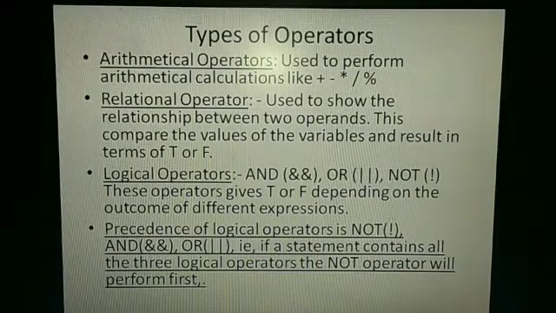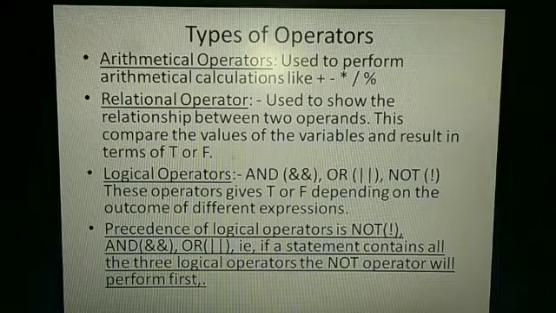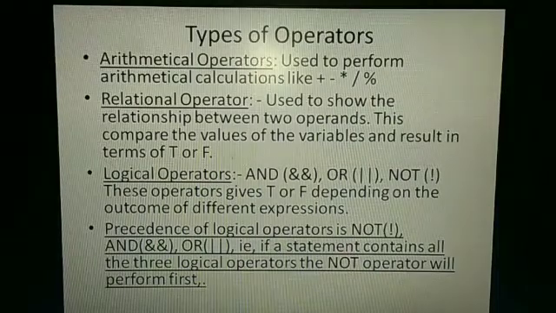Relational operator is used to show the relationship between two operands. This compares the values of a variable and results in true or false. Logical operators and, or, and not give true or false depending on the outcome of the different expressions. Logical operators are performed with the help of expressions.